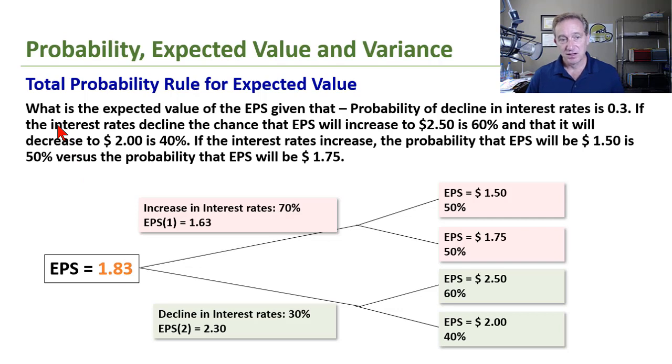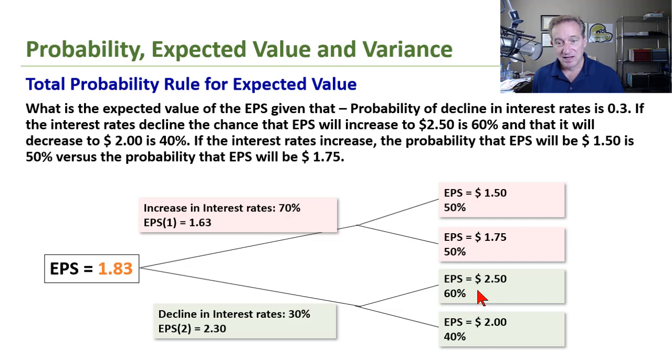So here's the assumption. What is the expected value of the EPS given that the probability of decline in interest rates is 30%? So I represented that here in green. So 30% probability of a decline in interest rates. If the interest rate declines, the chance that the EPS will increase to $2.50 is 60%. So let's just pause and ask ourselves, what is that 60% here?